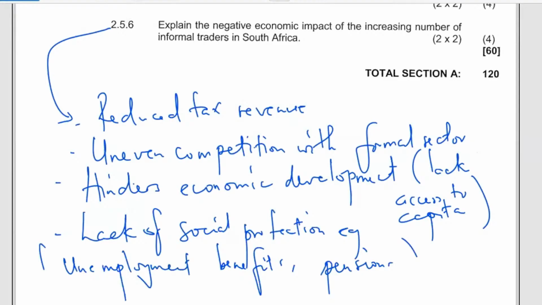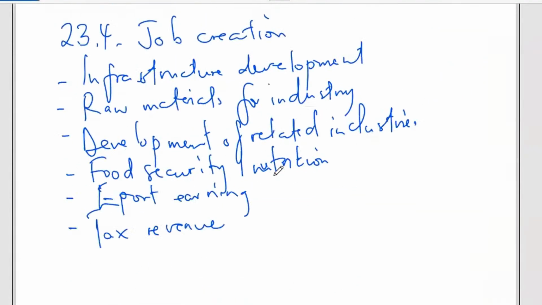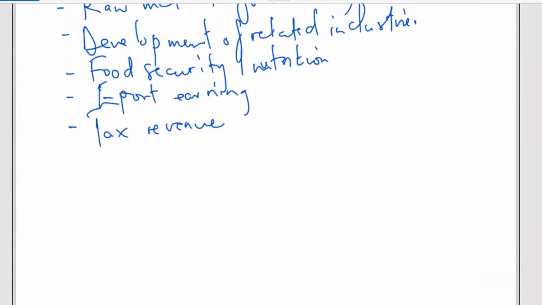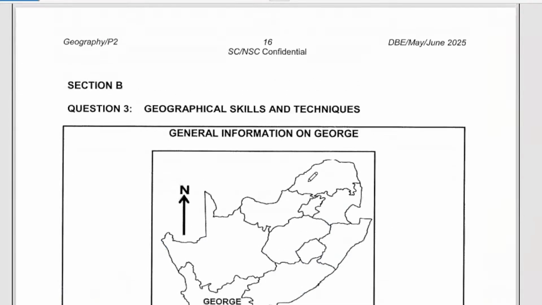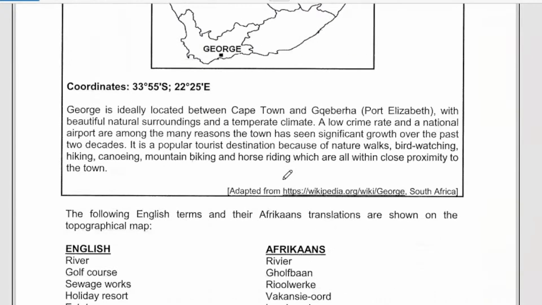We move on to section B, which is our question on geographical skills and techniques. Our question is based on the map of George. And as usual, I advise you to read the map information. Check on the map information and try to familiarize yourself with the area before you attempt the questions. Right. That is the general information on George, and moving on to our question.